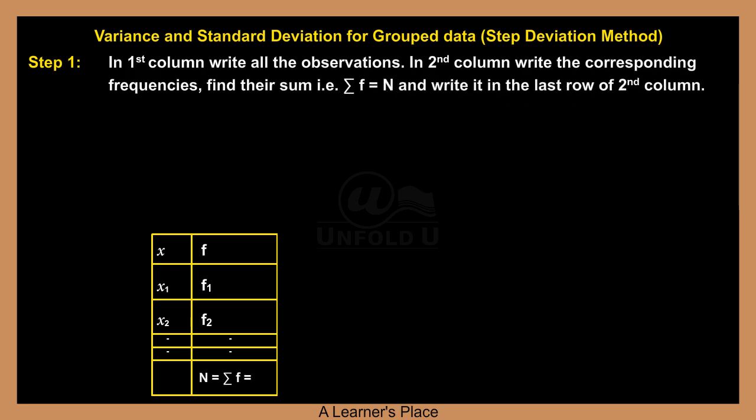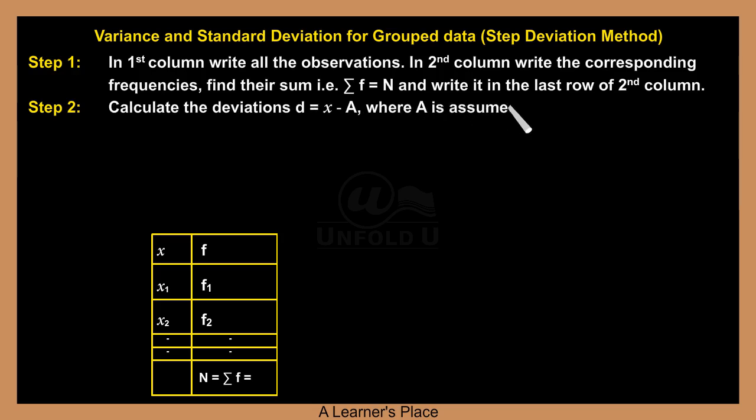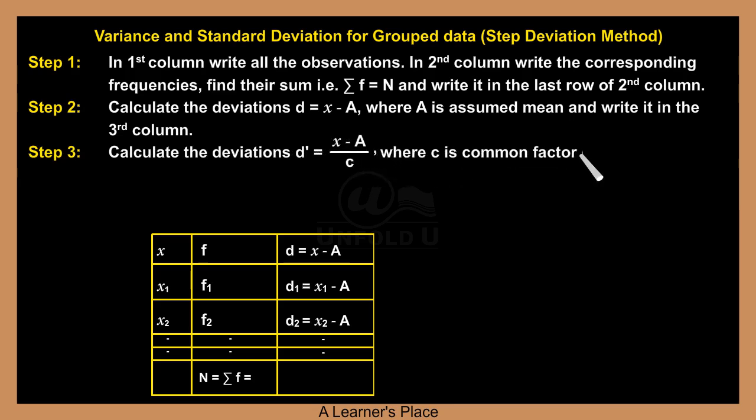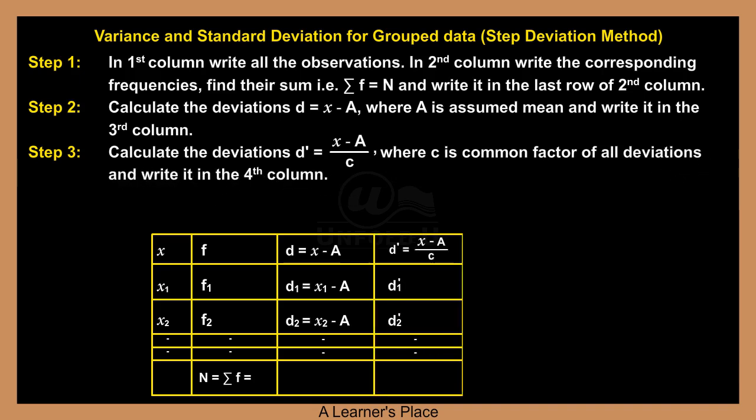Step 2. Calculate the deviations d is equal to x minus a, where a is the assumed mean, and write it in the third column. Step 3. Calculate the deviations d dash is equal to x minus a whole upon c, where c is the common factor of all deviations, and write it in the fourth column.